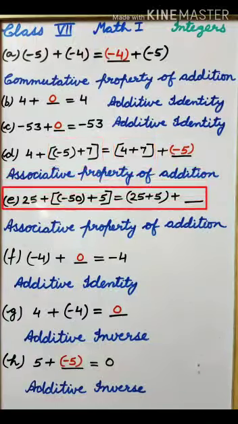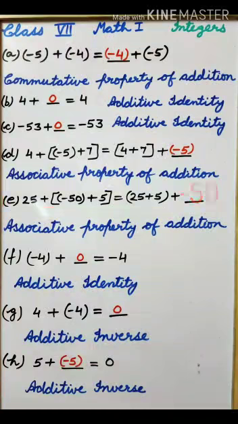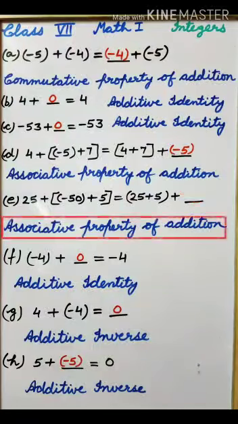E part is 25 plus minus 50 plus 5 is equal to 25 plus 5 plus dash. In the blank, minus 50 will come, which is missing at the right hand side to make it equal to the left hand side, and the property used is associative property of addition, as groups are made here.